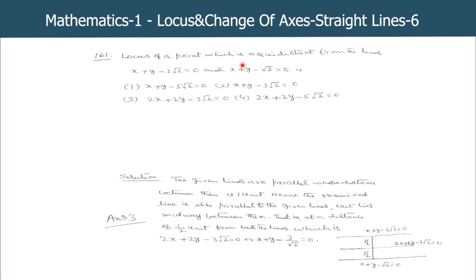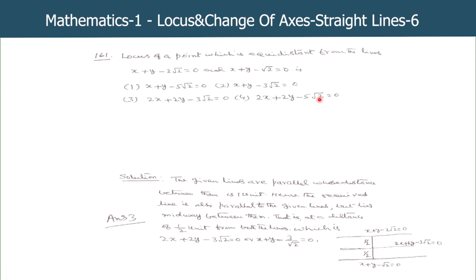161. Locus of a point which is equidistant from the lines x plus y minus 2 root 2 equal to 0 and x plus y minus root 2 equal to 0 is: 1, x plus y minus 5 root 2 equal to 0; 2, x plus y minus 3 root 2 equal to 0; 3, 2x plus 2y minus 3 root 2 equal to 0; and 4, 2x plus 2y minus 5 root 2 equal to 0. Same model we have already discussed. So, only to emphasize, on each model I have given more than one problem, because the student must sink in the basic properties and ideas.